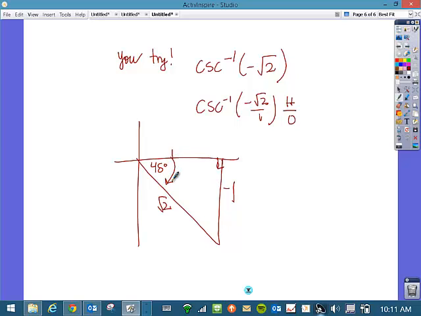But remember, when your triangle is in the fourth quadrant, you need to make it go in the negative direction as opposed to all the way around the positive direction to make sure that your angle is in the restricted range. So this would be negative pi over 4. That is your final answer, negative pi over 4.